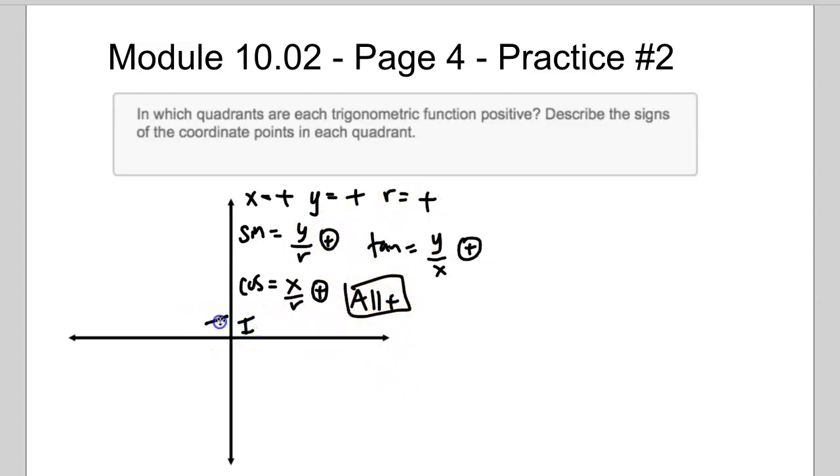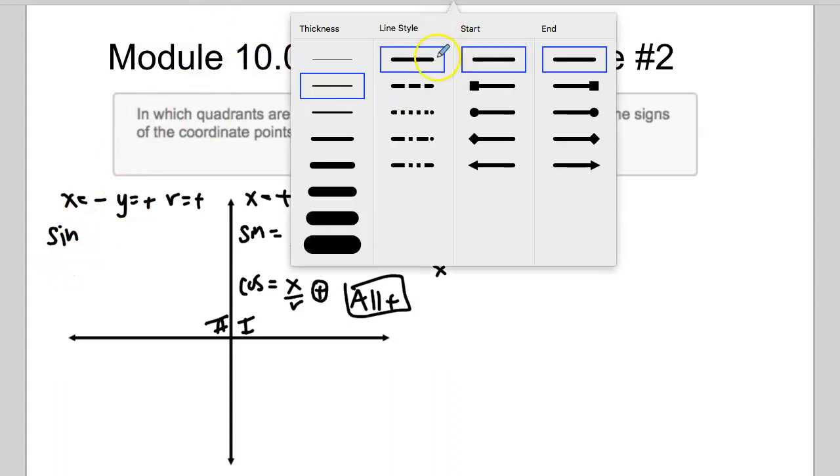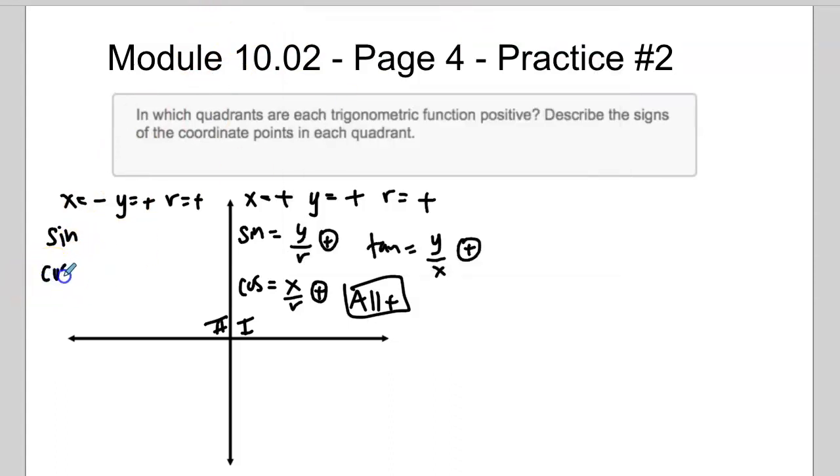So this is 1. We're in quadrant 2 now. So in quadrant 2, the x-coordinate is always negative, the y-coordinate is positive, and the radius again is positive. So I'm going to go through my sine, cosine, and tangent ratios. So sine, let me write those down. Cosine and tangent. So sine here would be y over r.